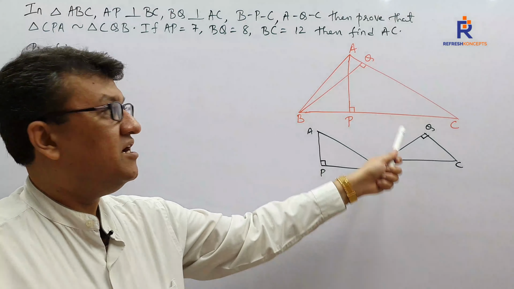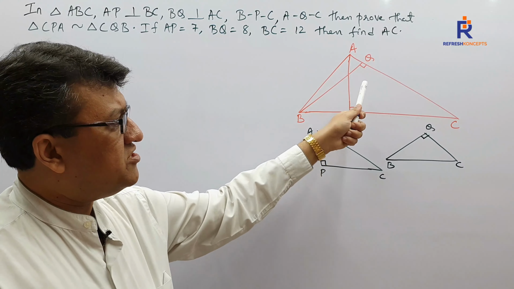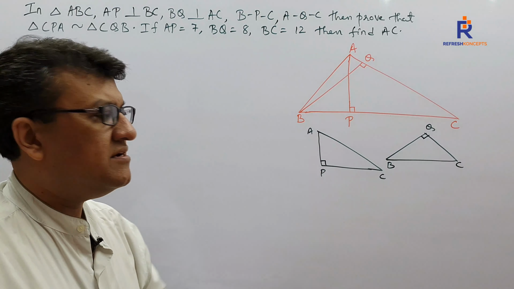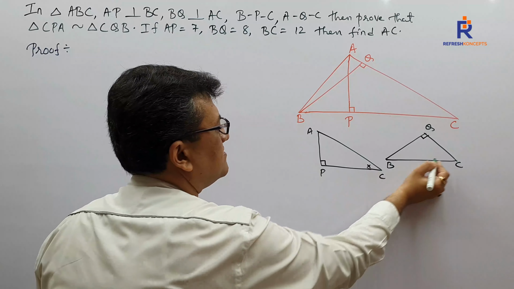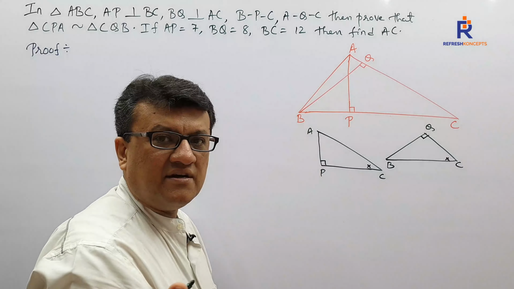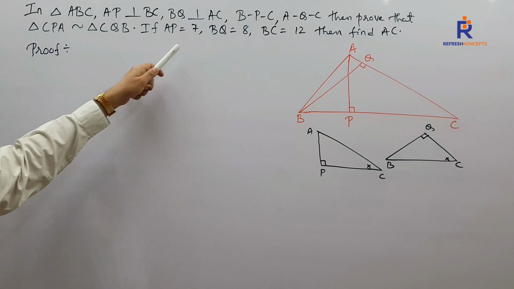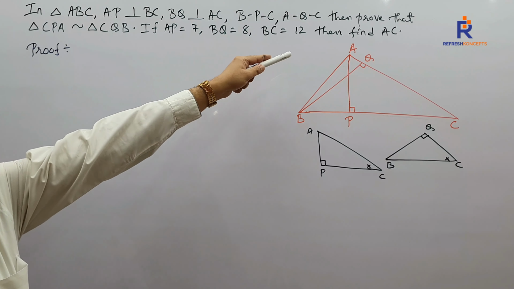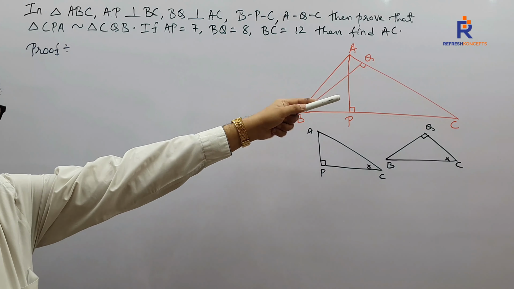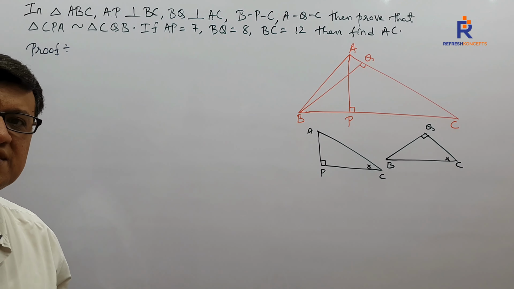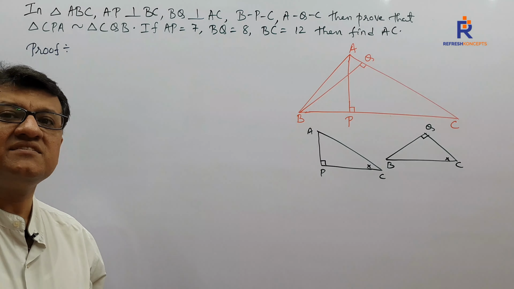Look into the demerged figure, not into the merged one. Look into the demerged one. Is angle C common? Are the two triangles similar? And if the two triangles are similar by the AA test, can I always get the value of AC by CSST? I can always get the value of AC by CSST.